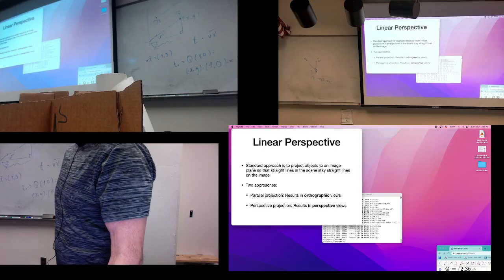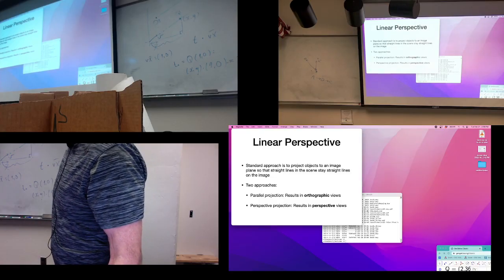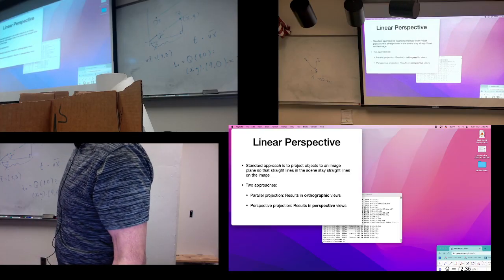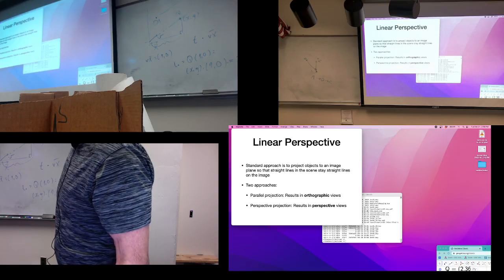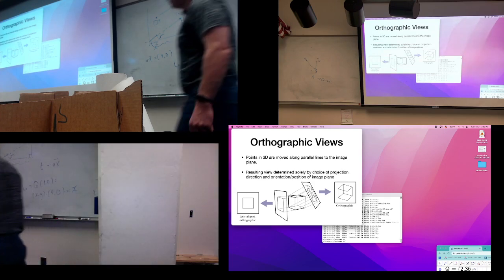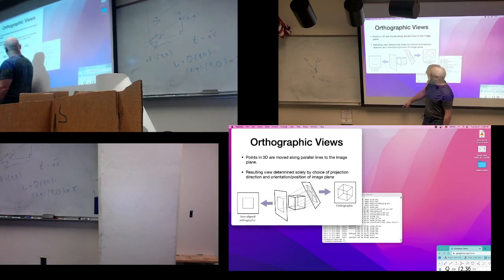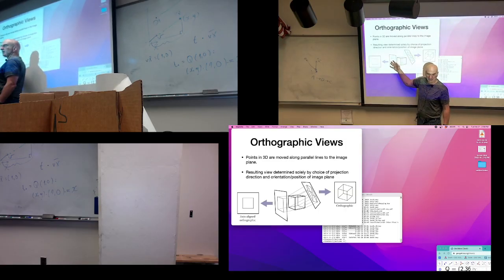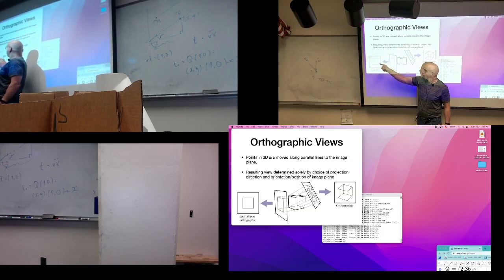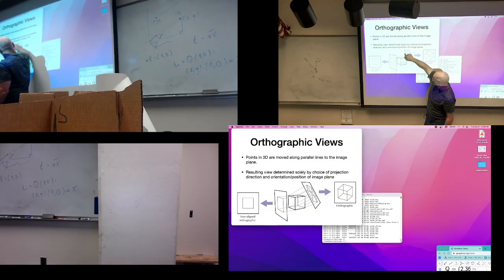Type of perspective, parallel projection, orthographic view versus a perspective view. In a perspective view, where is the camera? To create an orthographic view, the camera is somewhere at infinity. All the rays from the camera are parallel to each other, shooting one way.